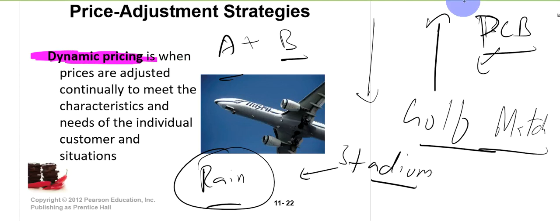So these are the prices which change, and companies assess the situation, the weather and the conditions, and after assessing them, companies set the prices of the product. Let's move to the next slide now.